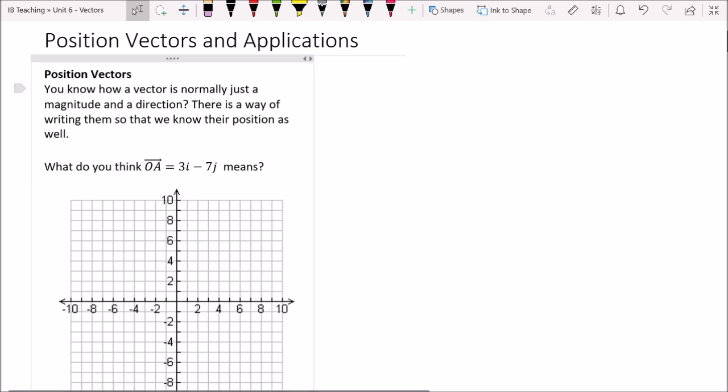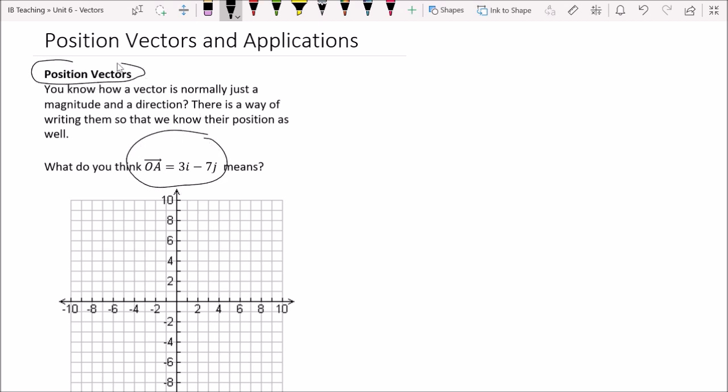The deal with a position vector is, normally we learned in the last video that a vector is just a direction and a magnitude. However, there is a way of writing a vector so that we know where the vector is, or its position or its location. So the notation for that is like this, and the wording for it is position vectors. Okay, so over here we talked about last time, if we had AB, that's a vector that starts at A and goes to B. Well, here, this is a vector that goes to A, but where does it go there from? From O. What do you think O is? O is specifically the origin.